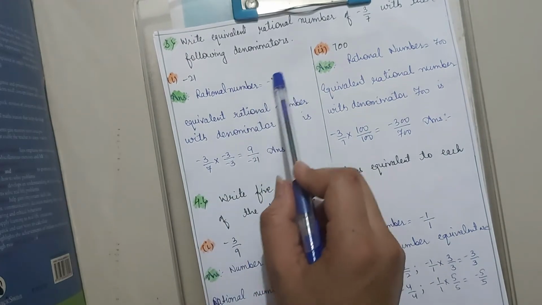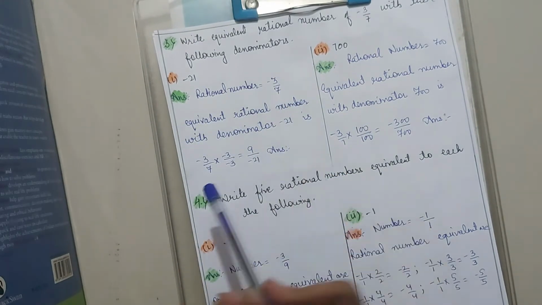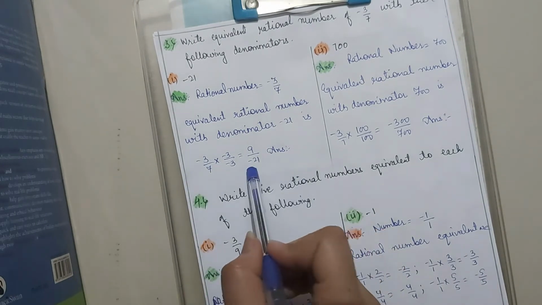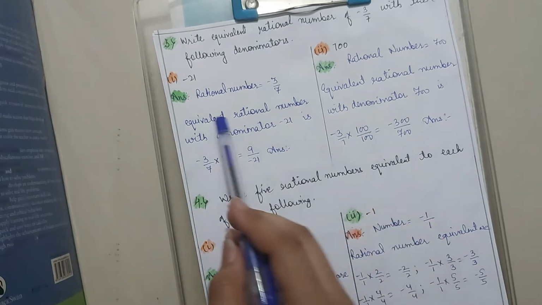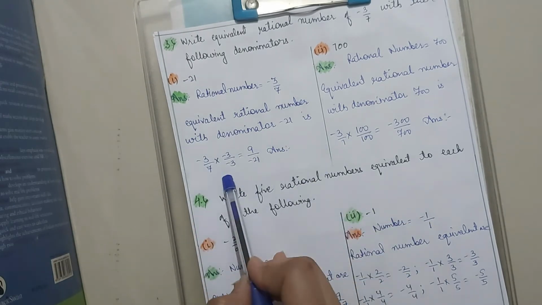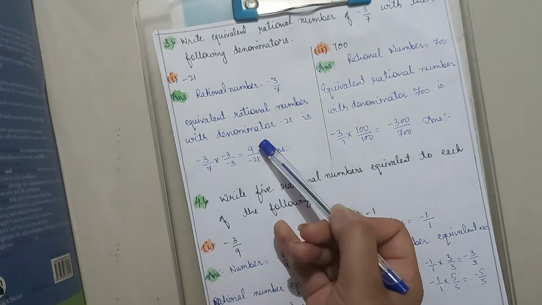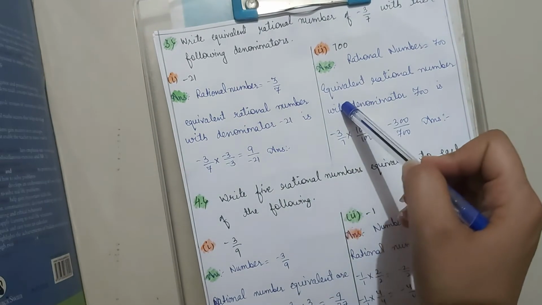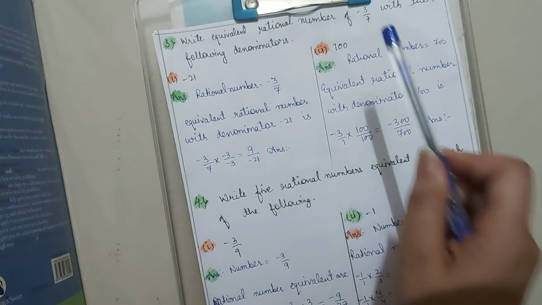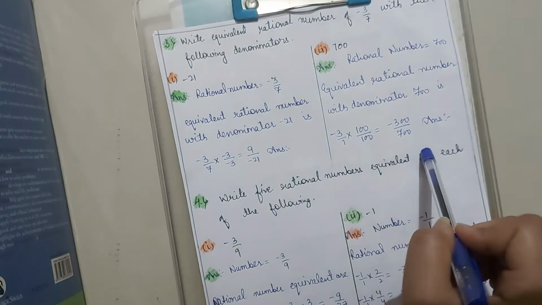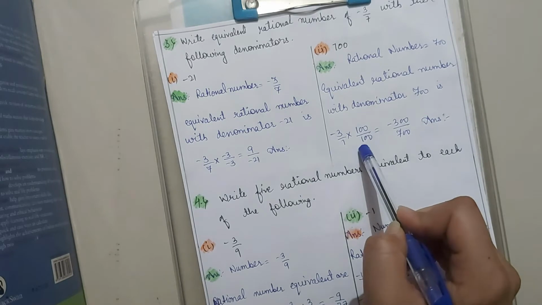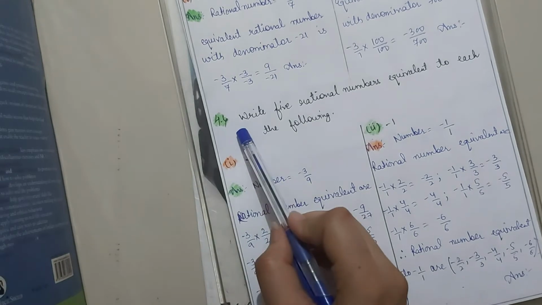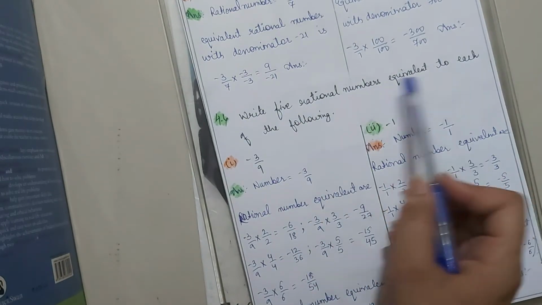So simply, firstly write the rational number. How to write the equivalent denominator? We have to make the denominator minus 21. In the table of 7 where 21 comes, we know that 7 threes are 21. We have to create minus 21. So simply multiply minus 3 by minus 3 over minus 3. That would be 9 over minus 21. Similarly, in the second question, the denominator should be 700. We know that in the table of 7 where 700 comes, whenever we multiply 7 by 100, that would be 700 simply.